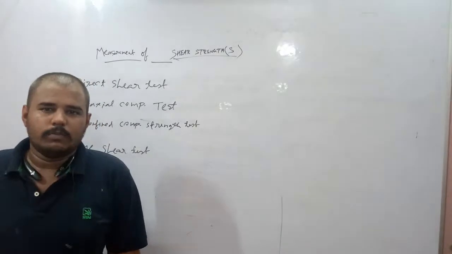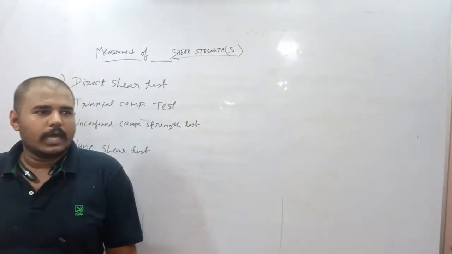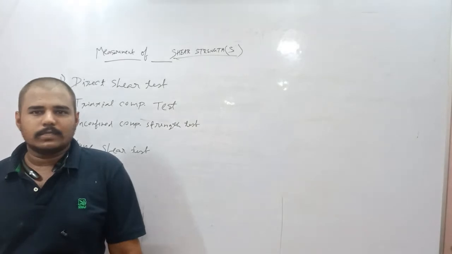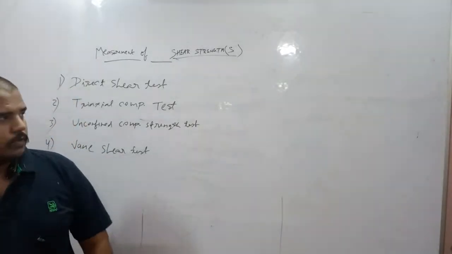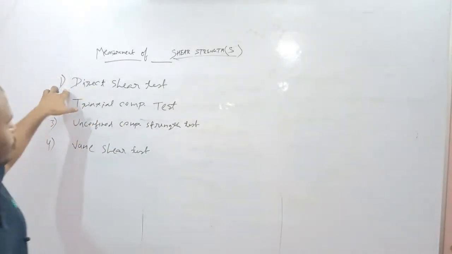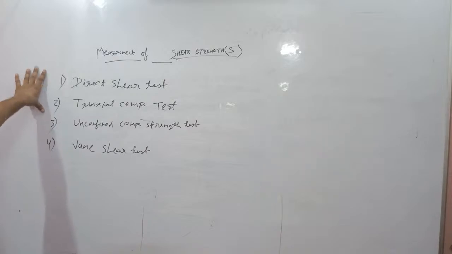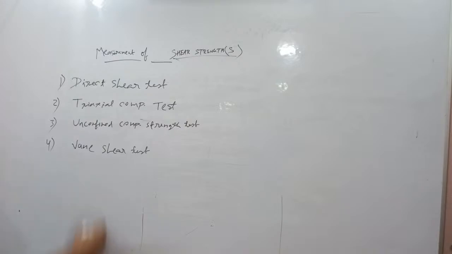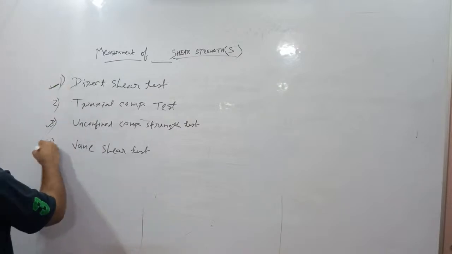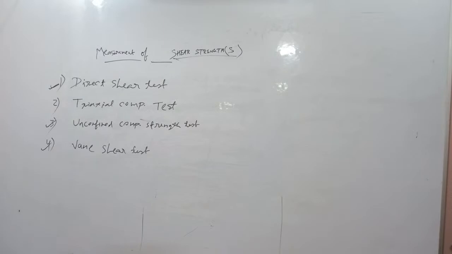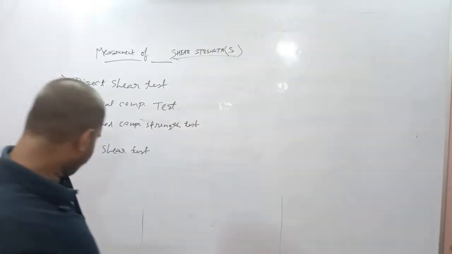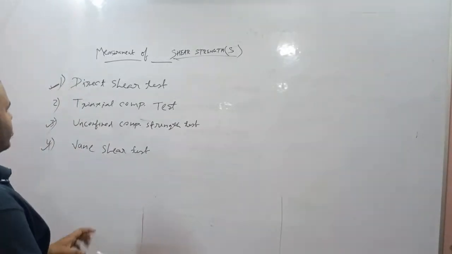Okay, so for that there are four types of tests which I have written on the board. First one is the direct shear test, second one is the triaxial compression test, third one is the unconfined compressive strength test, and the fourth one is the vane shear test. From your syllabus there are only three tests to discuss: the direct shear test, the unconfined compressive strength test, and the vane shear test. Okay, so let's start with the direct shear test.